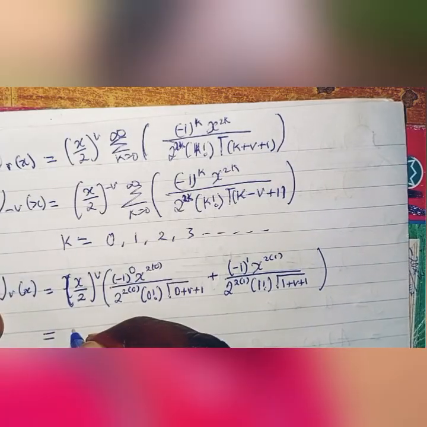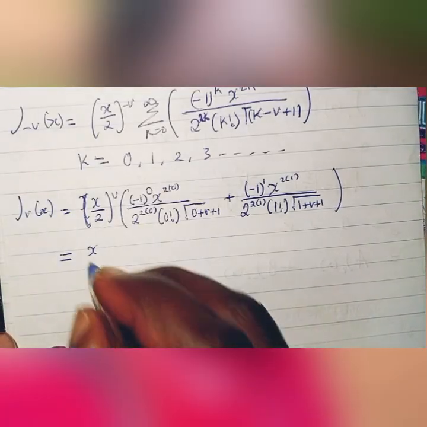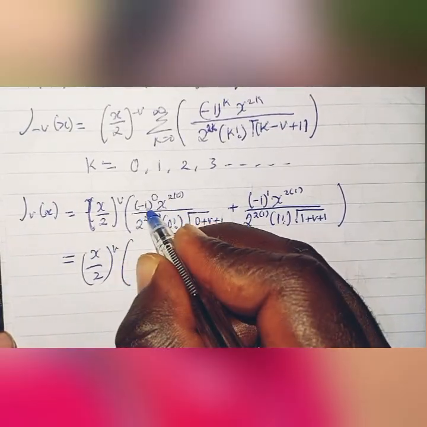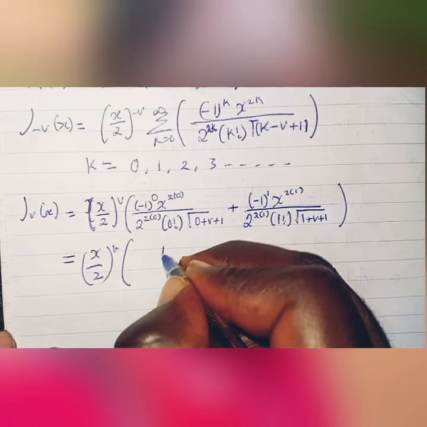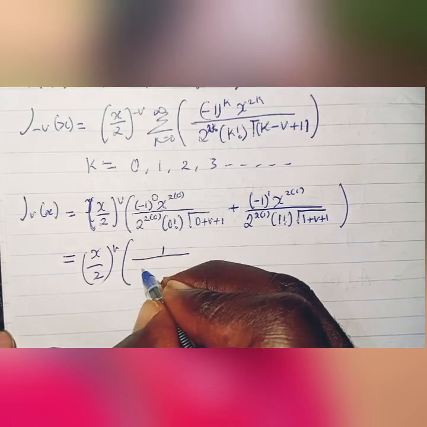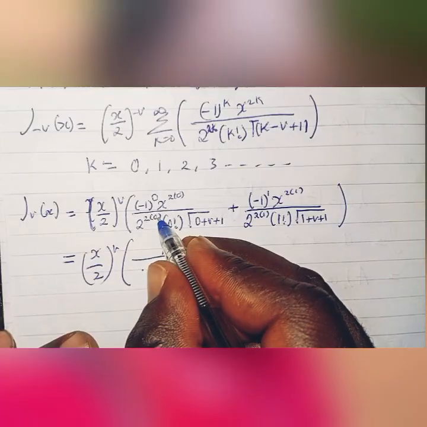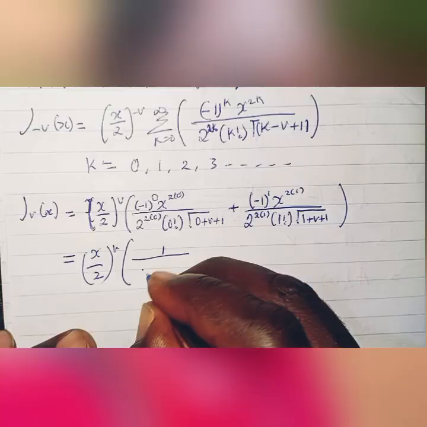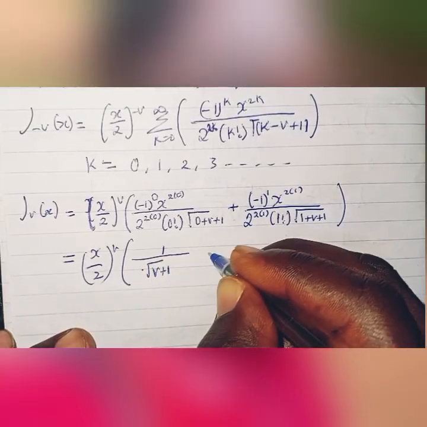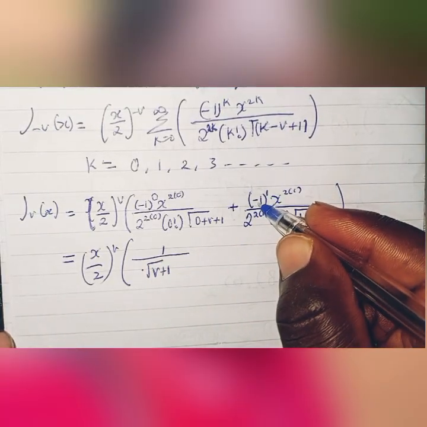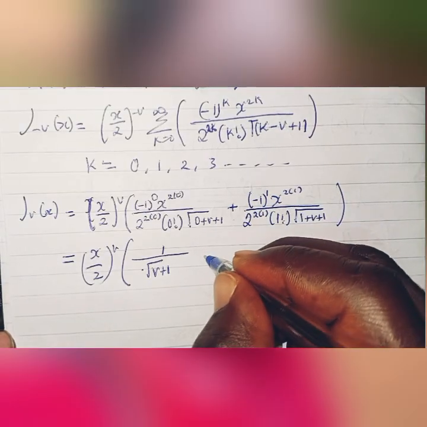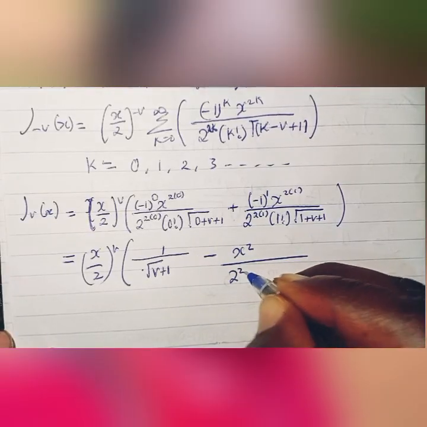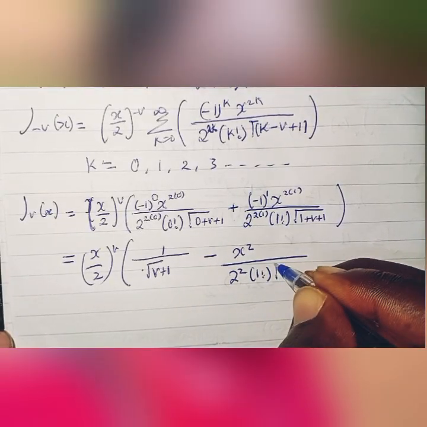So we're going to have x over 2 raised to v, and this one is 1. Anything raised to power 0 is 1, this one is also 1. So we have 1 here over, we have this raised to power 0, and 2 raised to power 0 is 1. 1 factorial is also 1. So it's going to remain gamma v plus 1. Now this one is minus 1 raised to power 1, which is minus. So that's why we have minus here. Then x raised to power 2 over 2 raised to power 2, 1 factorial, gamma v plus 2.